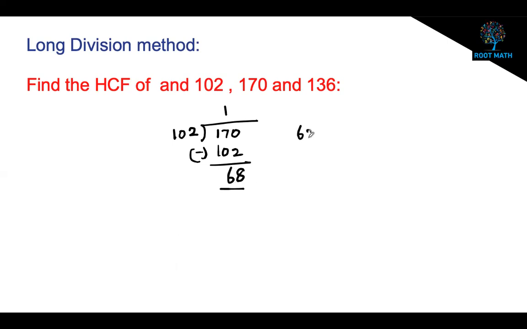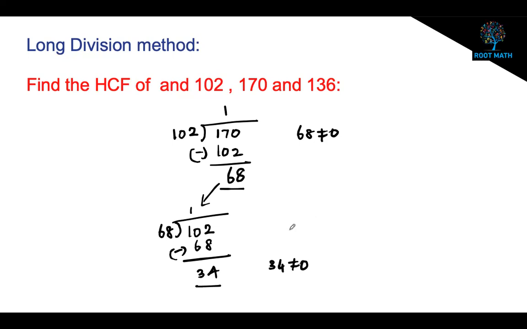You know that when the remainder is not equal to 0, our remainder becomes the new divisor and our old divisor becomes the new dividend. So 102 minus 68 gives 34. Again, 34 is not equal to 0, so I want to continue my division. I'm going to continue with 34 as my new divisor and 68 as my new dividend. There are two 34s in 68. 2 times 34 is 68. Now, when I subtract, I'm getting the remainder as 0. When I'm getting the remainder as 0, at that time my divisor is 34. So, 34 is the HCF of 102 and 170.